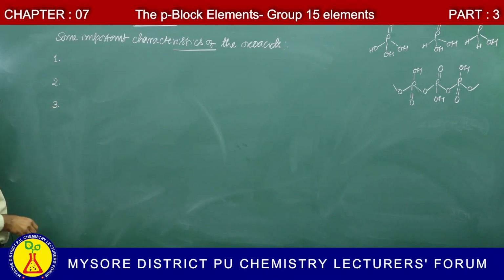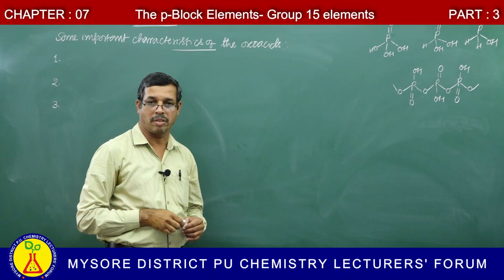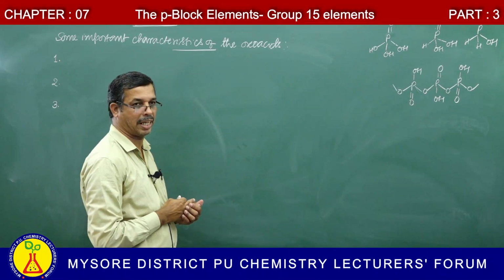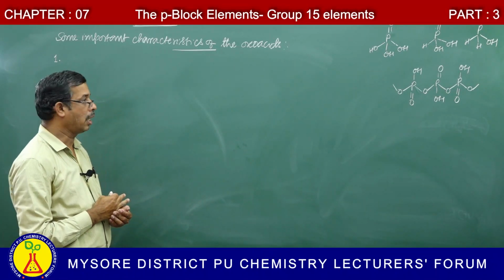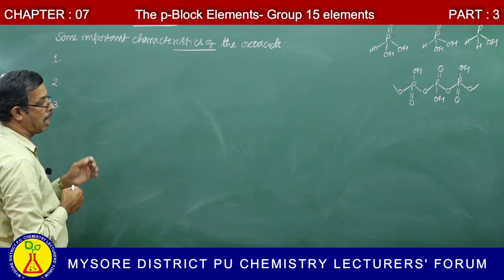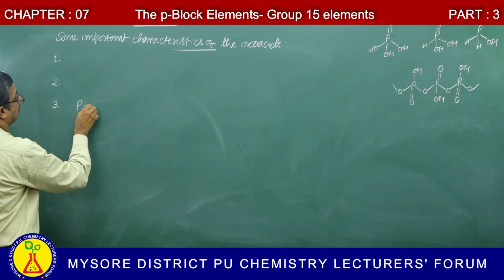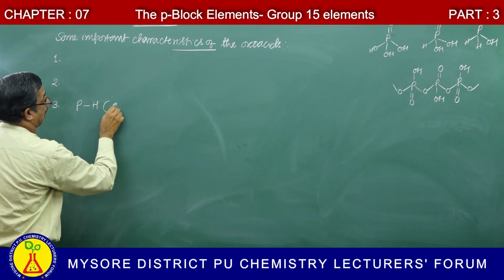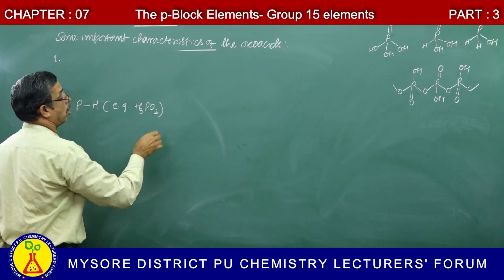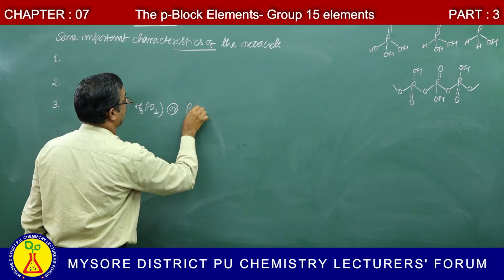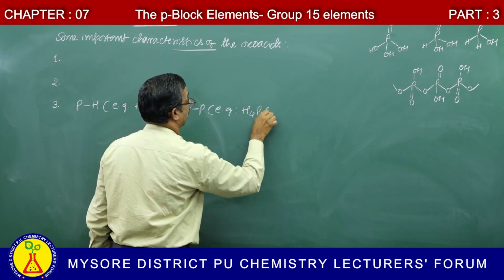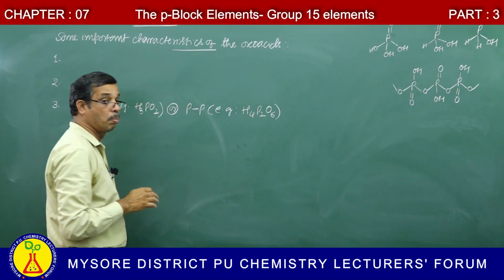Third one, the oxoacids in which phosphorus has an oxidation state less than +5 contain, in addition to P=O and P-OH bonds, either P-H, for example in the case of H3PO2, or P-P, for example as in the case of H4P2O6, but not both.